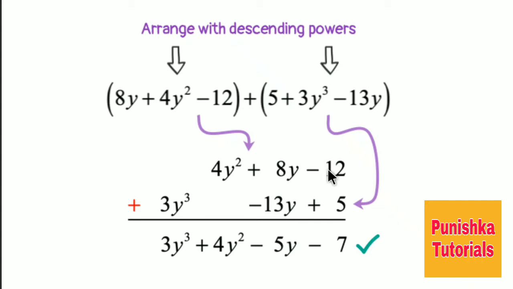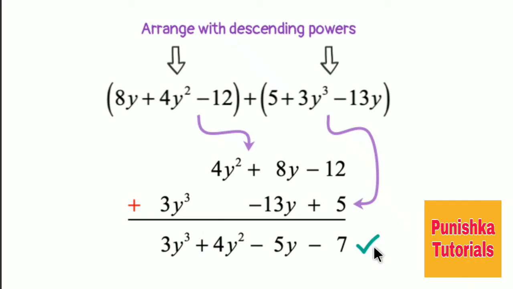Next, moving on to the constant term. In the first polynomial we have minus 12. In the second polynomial we have 5. Minus 12 plus 5, minus plus is minus. So 12 minus 5 is 7, and among 12 and 5, 12 is the greater number, and the sign of 12 is negative, so we will put minus 7.